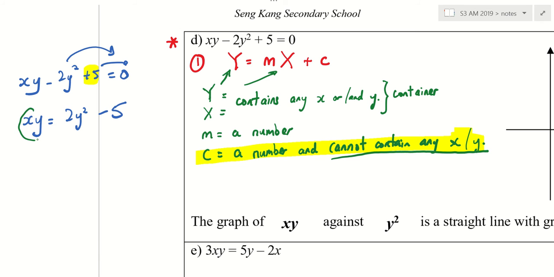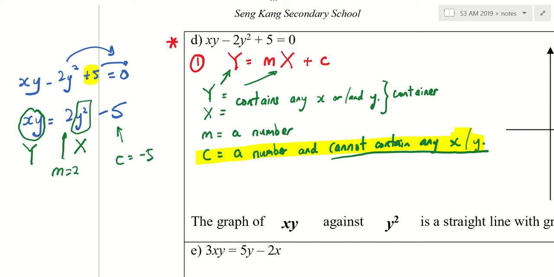Now, this thing here is my big Y. Can you write down? This thing here is your big X. So what is your gradient? The gradient is 2. What is my y-intercept? Minus 5. Can you follow?